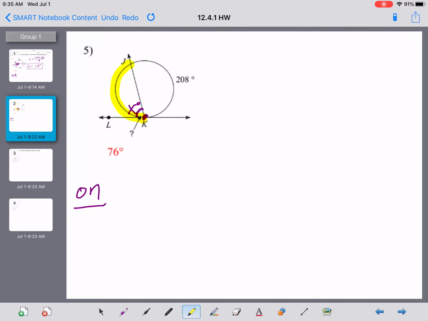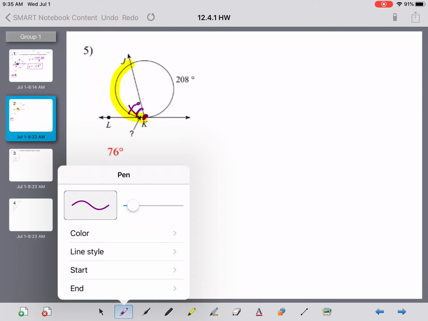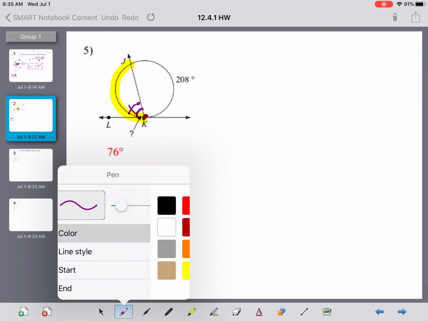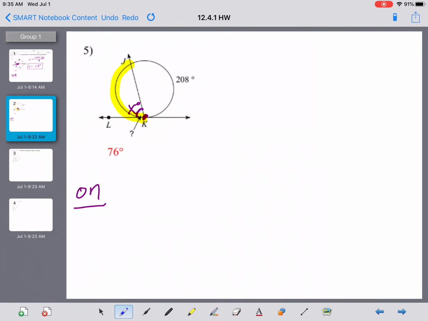So to do this, we need to figure out the measure of minor arc JK, and then from there, we can work to find x. Well, the nice thing about a problem like this is the entire circle, which of course we know is 360 degrees, is only cut up into two arcs. And one of them is known at 208. So we can come up with the other one pretty quickly.